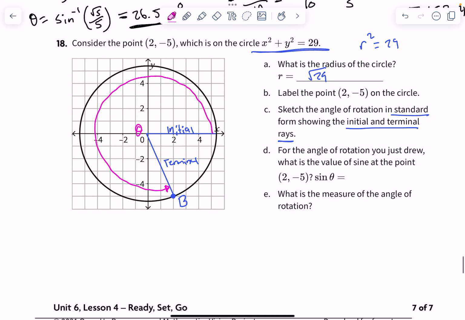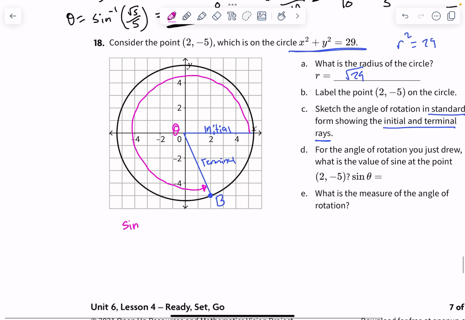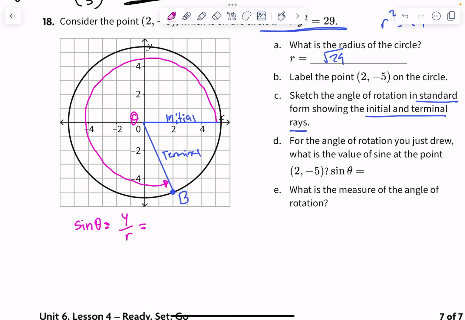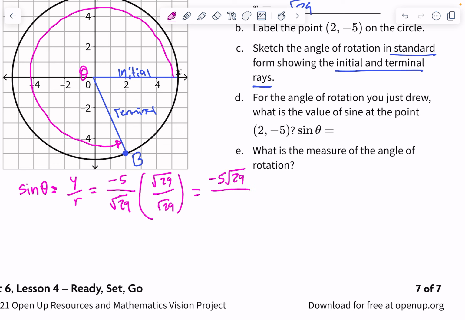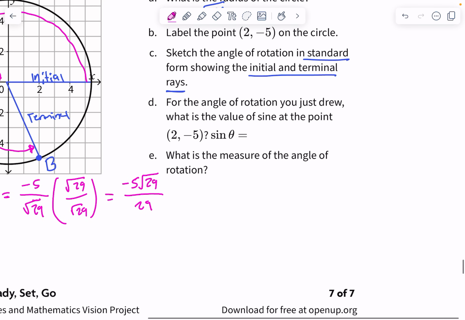For the angle of rotation you just drew, what is the value of sine at the point? So again, sine of theta is equal to y over r. My y coordinate there is -5 over square root of 29. I don't want to have my answer like this, so I multiply the top and the bottom by square root of 29. I'm left with -5 square root of 29 all over 29. So -5 square root of 29 over 29 is my sine of theta.